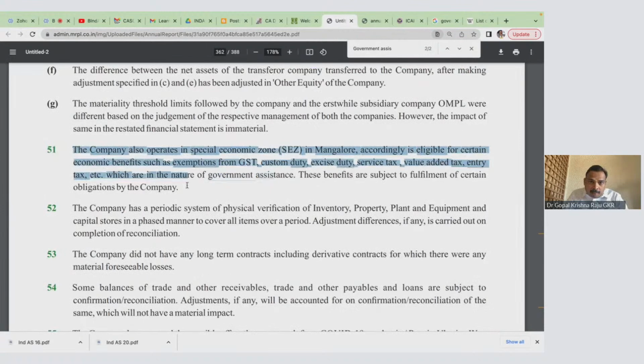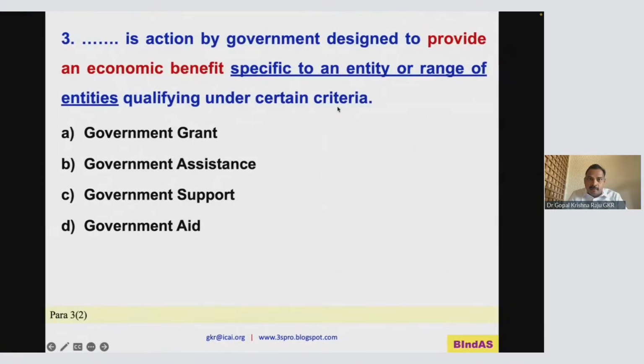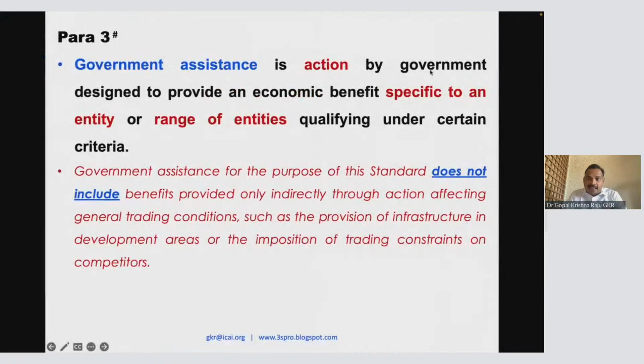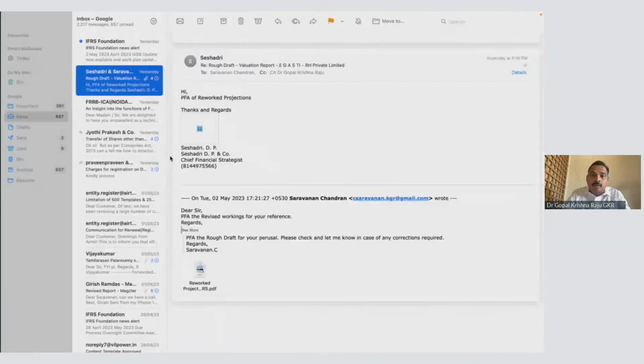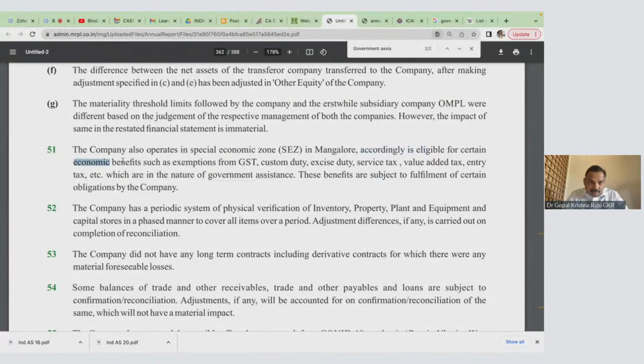The company also operates in the special economic zone in Mangaluru, and accordingly is eligible. Now come to the definition. It is action by government designed to provide an economic benefit specific to an entity, MRPL, or a range of entities, all the companies in that special economic zone, qualifying certain criteria. What is that? Eligible for certain economic benefits, such as exemption from GST, customs duty, excise duty, service tax, VAT, and entry tax, which are in the nature of government assistance.